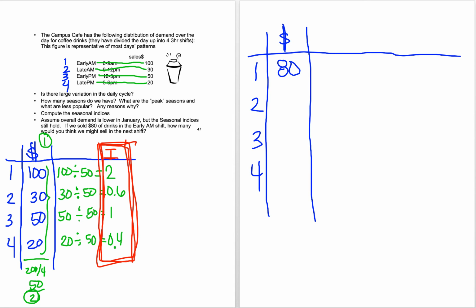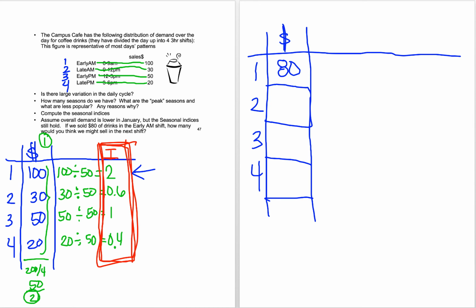And the question asks us, how many would you think we might sell in the next shift? So basically, we need to solve for this. But for the purpose of this demonstration, I will solve for season 2, 3, and 4. First of all, like previously, we need to realize that the $80 in sales, like the previous $100 of sales, represents seasonal data. So the first thing we need to do is, by using the index that we just created, we need to figure out the deseasonalized data for season 1.